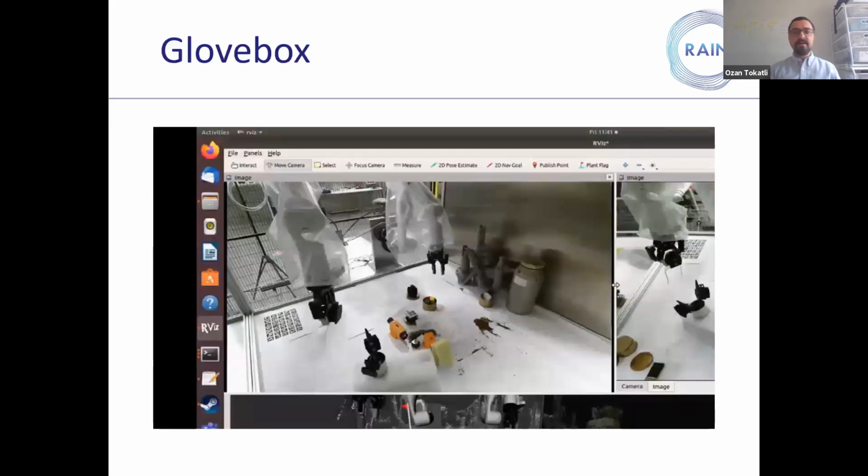Here we see our glove box mock-up system, even though it is not really cluttered compared to the reality, it is still giving us an idea on what we should expect when we deploy these robots to real glove boxes. And next slide, please.